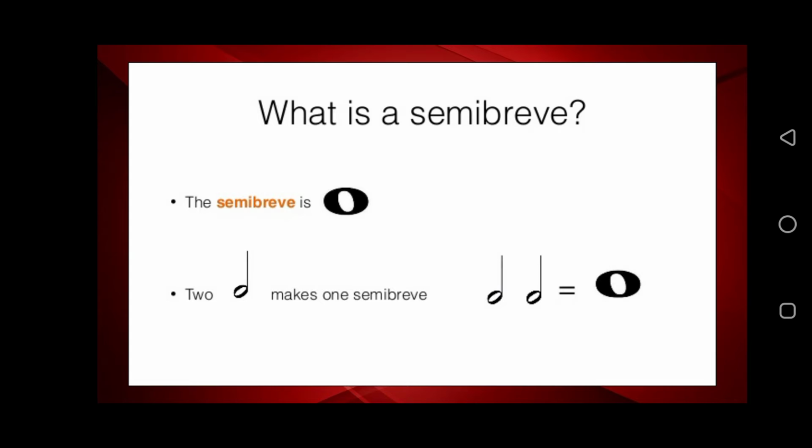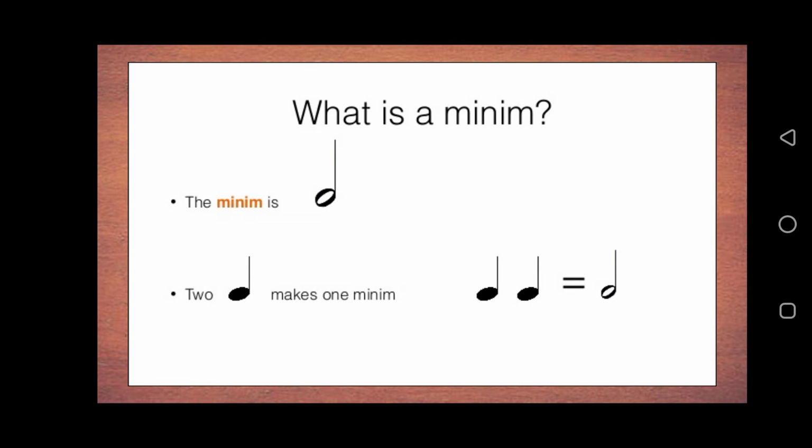And that minim is just a note head and a stem. Why does it make it 2? Because a minim is 2 counts. So when you put 2 minims together, 2 plus 2, it gives you what? 4. And 4 is what? A semibreve. Now looking at a minim, remember we said a minim is 2 counts. The minim is what? 2 counts.